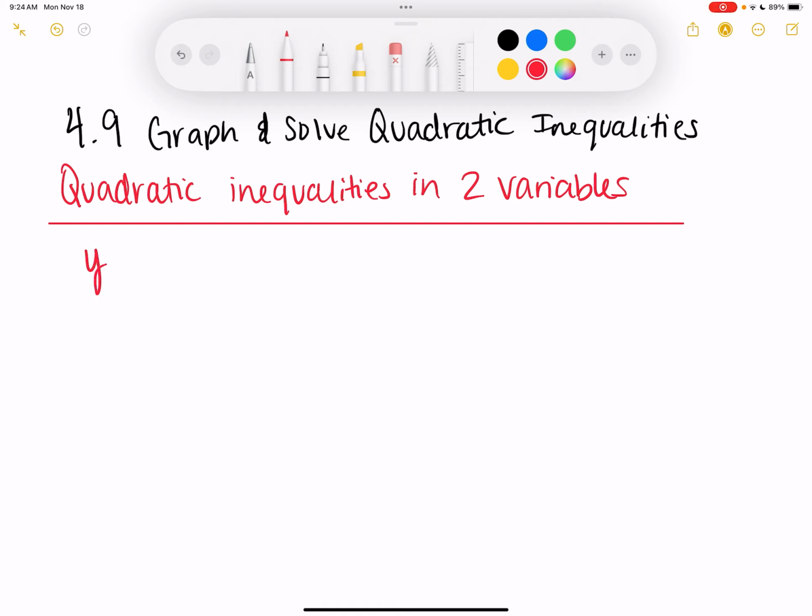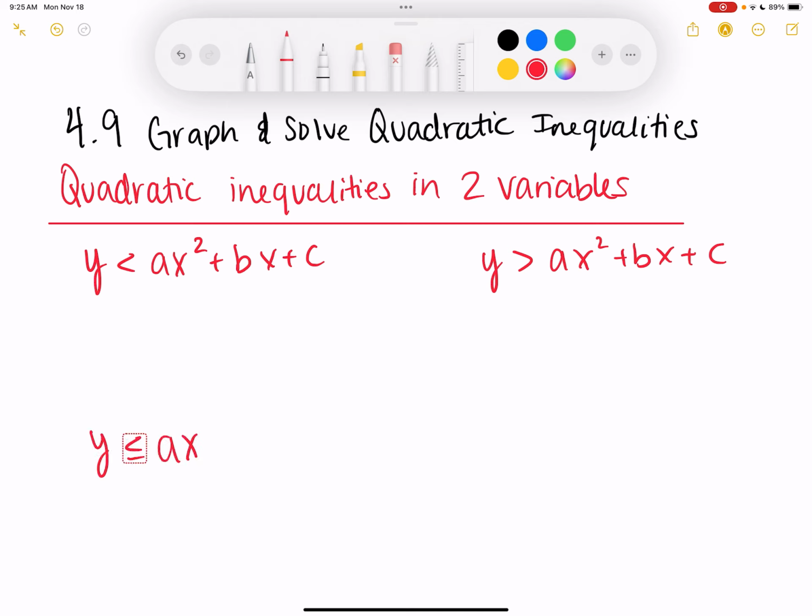So y less than ax squared plus bx plus c, or, well, I'm going to go ahead and write all the options. Leave two lines between top and bottom. Y greater than ax squared plus bx plus c. Y less than or equal to ax squared plus bx plus c. Or y greater than or equal to ax squared plus bx plus c.